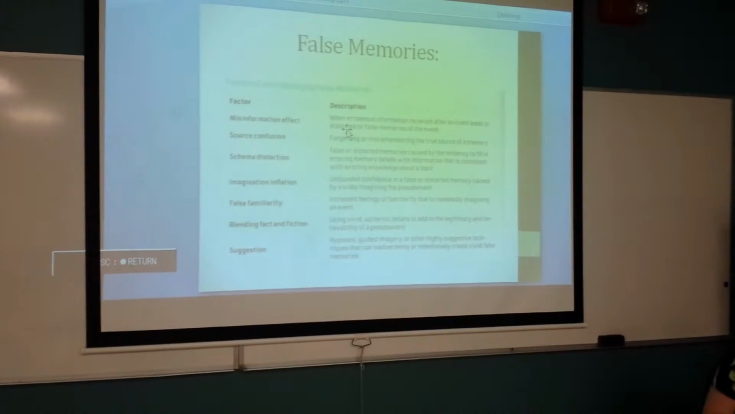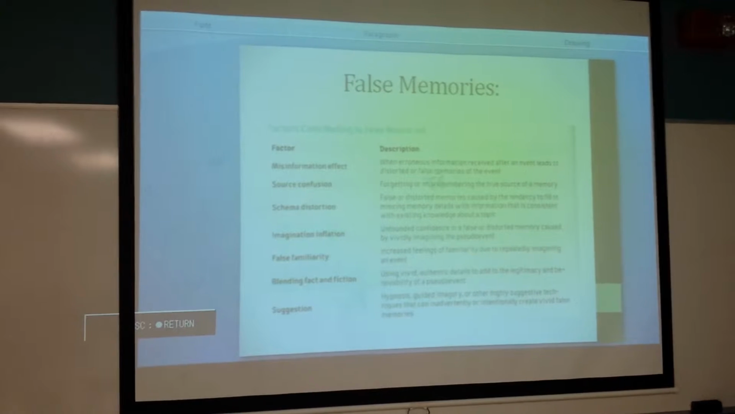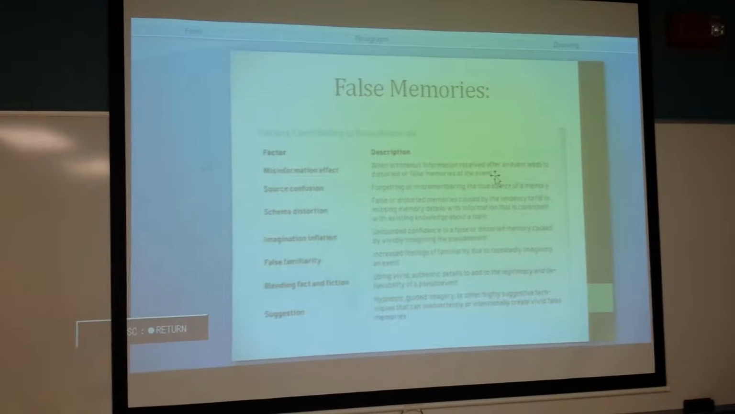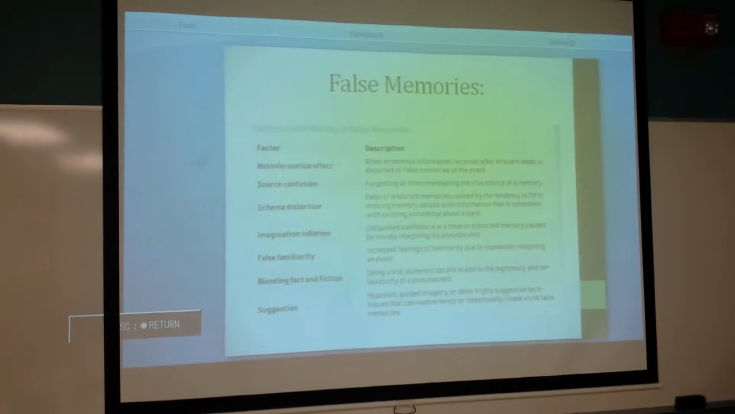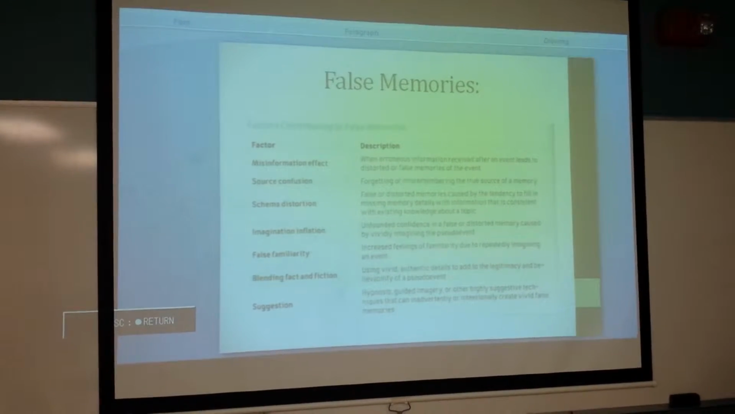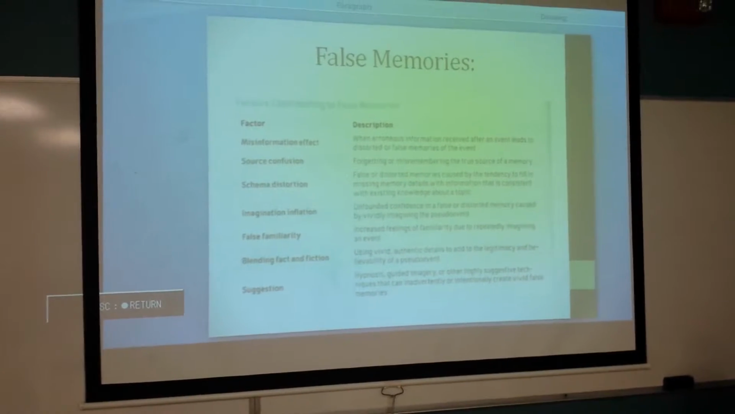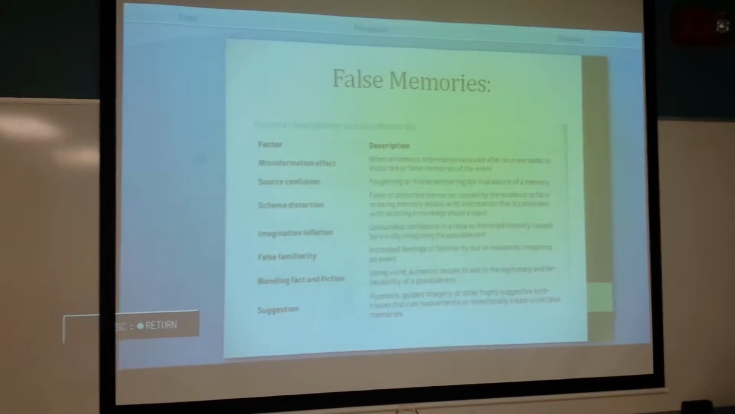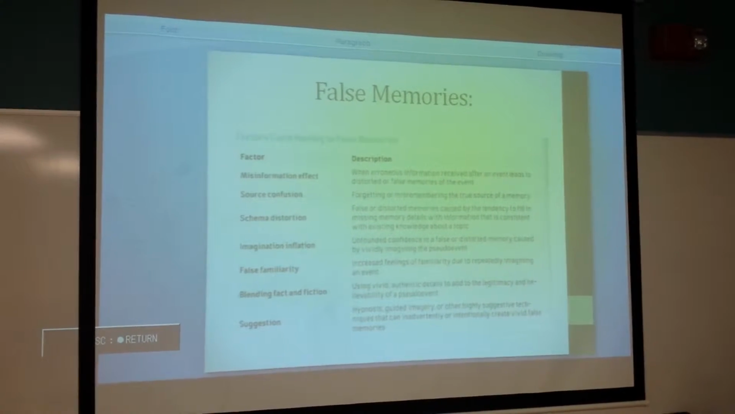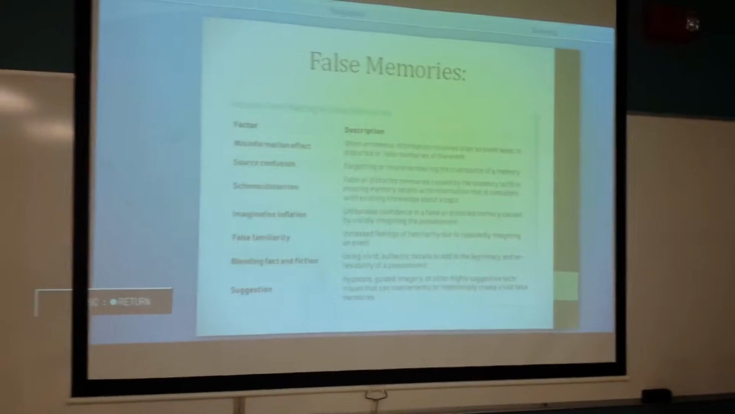Talk about misinformation effect. It says here, the definition: when erroneous information received after an event leads to distorted or false memories of the event, as Elizabeth Loftus had said. There was a study done called Lost in the Mall, where Loftus and another researcher, Pickrell, in 1995, had 24 participants in the study. They were given 4 written descriptions. 3 of them were accurate. 1 was a pseudo-event, which is something that's not real. And the information was provided by these participants' parents.